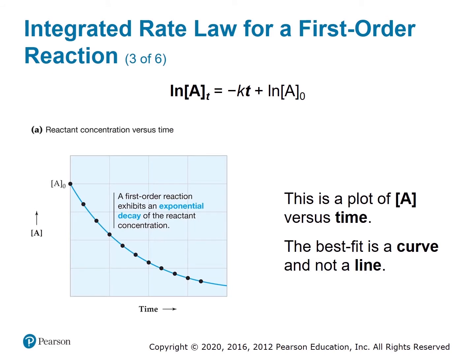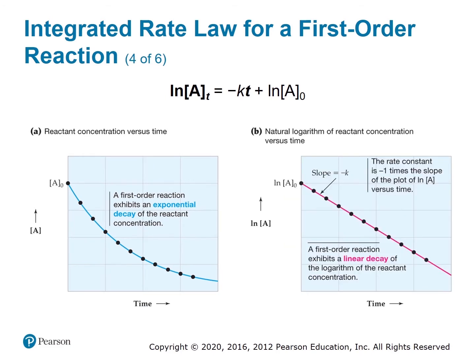This means that if we plot concentration versus time for a first-order reaction, we don't get a straight line, but an exponential decay curve. Instead, if we take the natural log of the reactant concentration and plot that against time, we do get a straight line, and the slope of this line is -k.